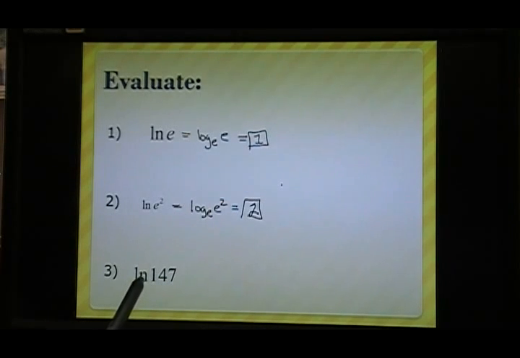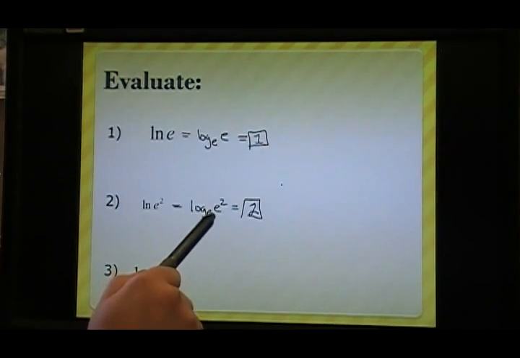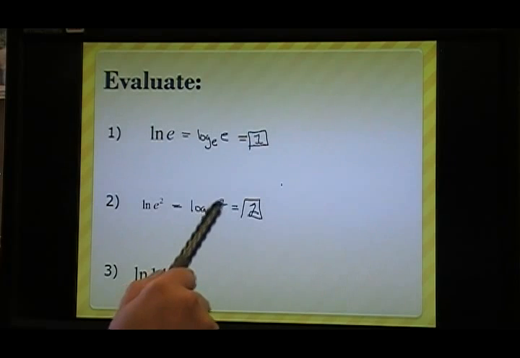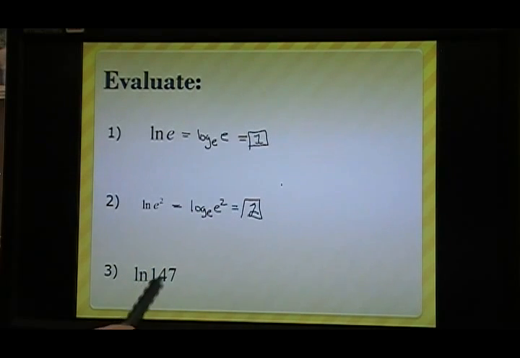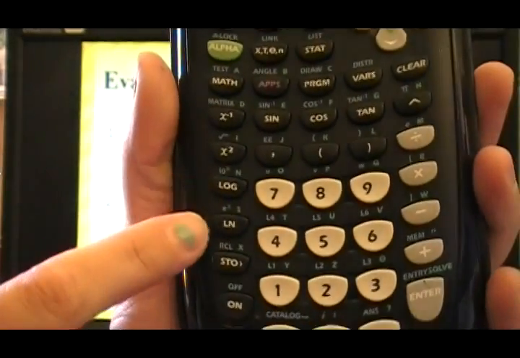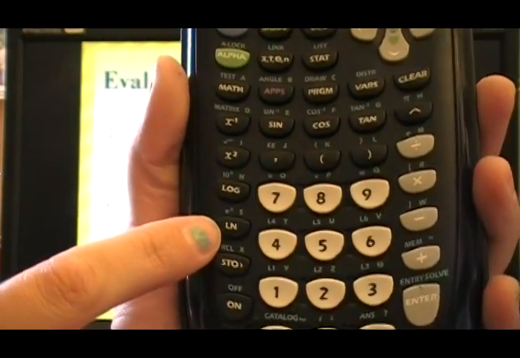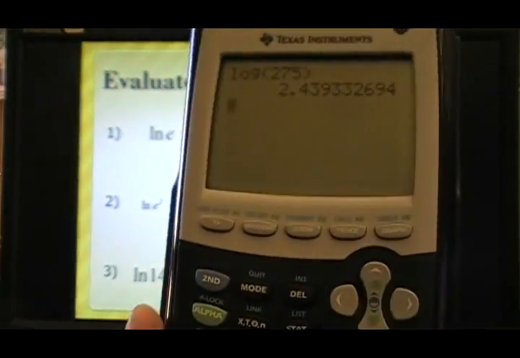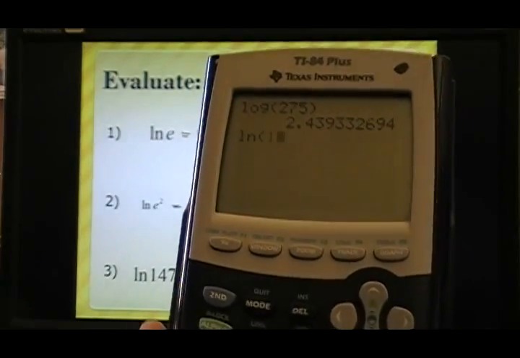And then finally, the natural log of 147. These were easy to do by hand because base E and E in my argument worked out well. In this case, my argument doesn't have E. It's just the number 147. So I'm going to reach for my calculator for that. I can also do natural logs. You should have a common log button, and then somewhere you should have a natural log button, the ln. So I'm going to type in the natural log of 147.